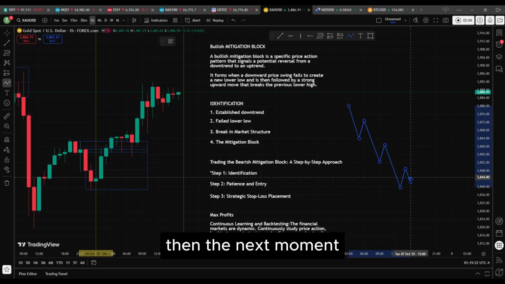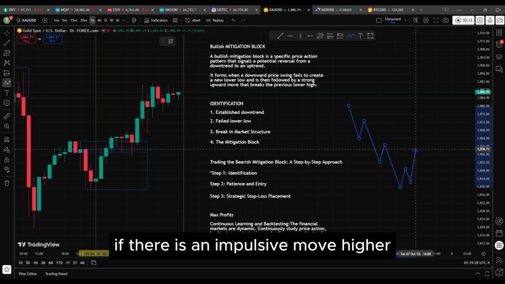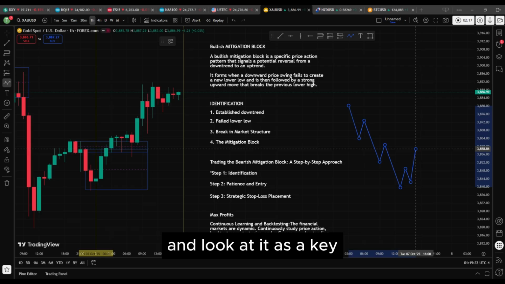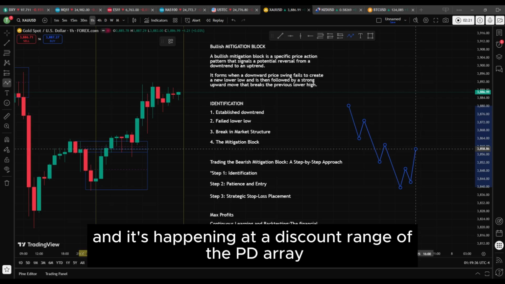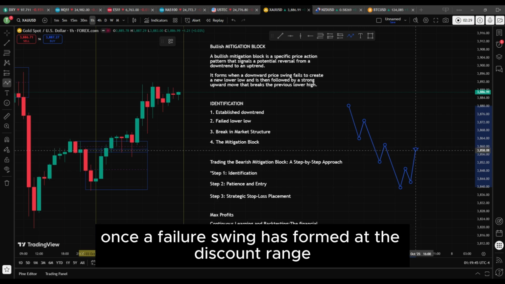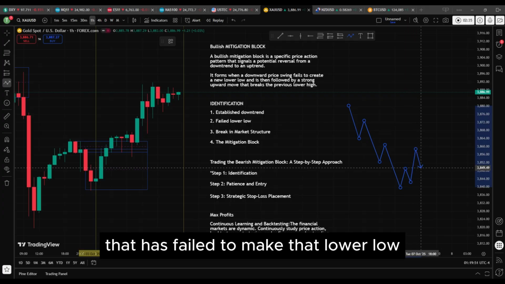Then the next moment, there's an impulsive move higher. If there's an impulsive move higher, that's where savvy traders come in and look. There is a failure swing and it's happening at the discount range of the PDRA. It's important that you master your PDRAs. Once a failure swing has formed at the discount range, what you mark out is this low that has failed to make that lower low.